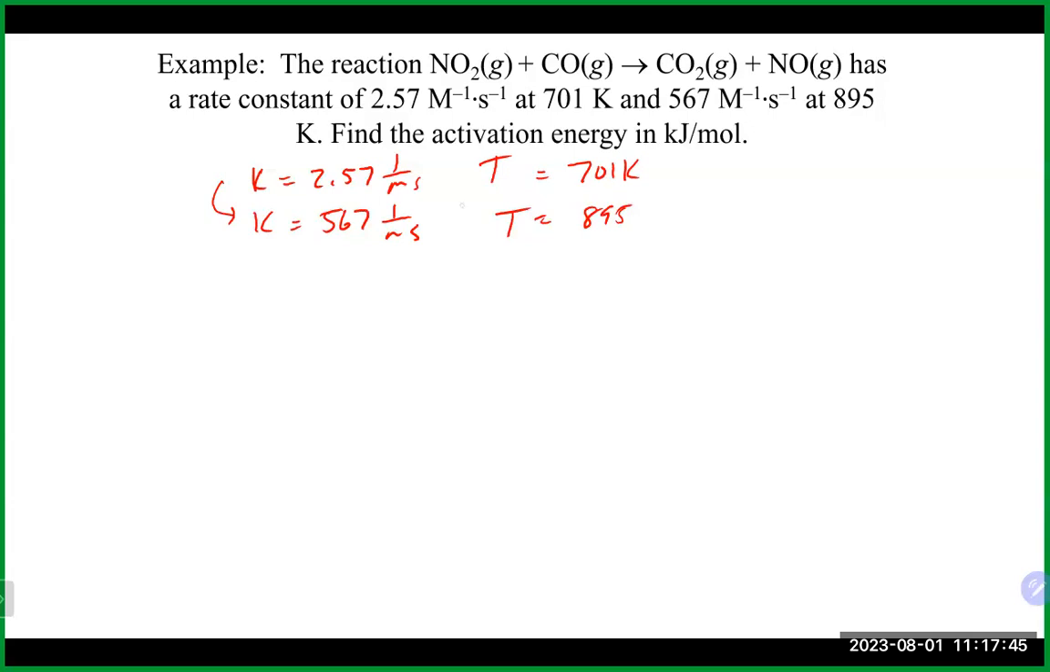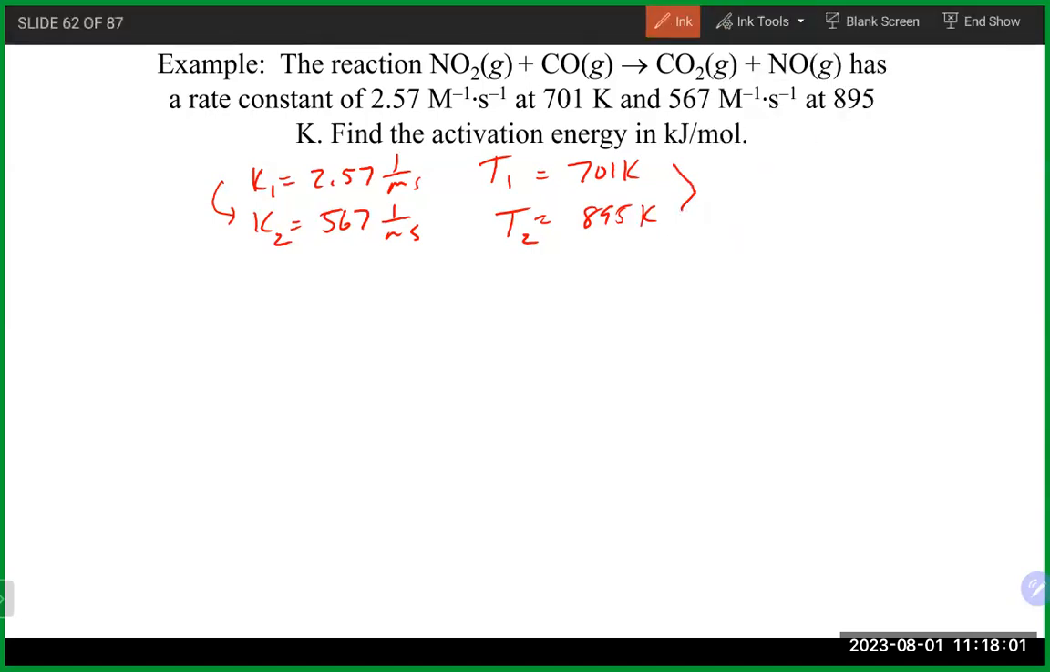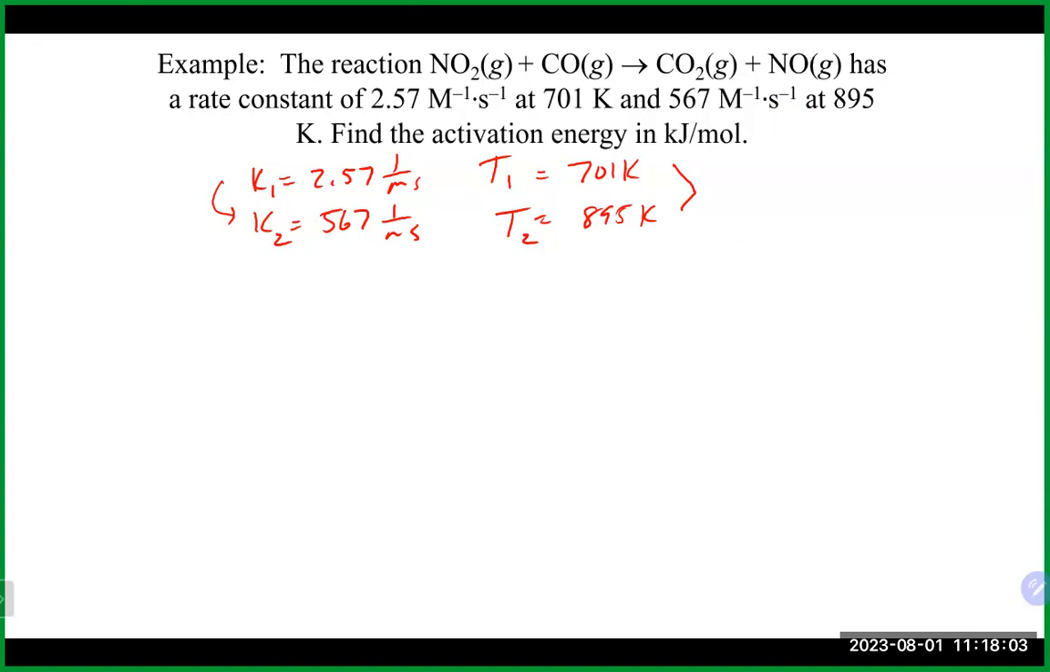Which is what we would expect to happen. In this particular case, it doesn't really matter which ones you call 1s or 2s, as long as you keep the rate constants and the temperatures that go together. In this case, our temperatures are already in Kelvin, so we don't have to do any type of conversion. But again, if they were in degrees Celsius, you would need to do a conversion. And I think that's all we got here.